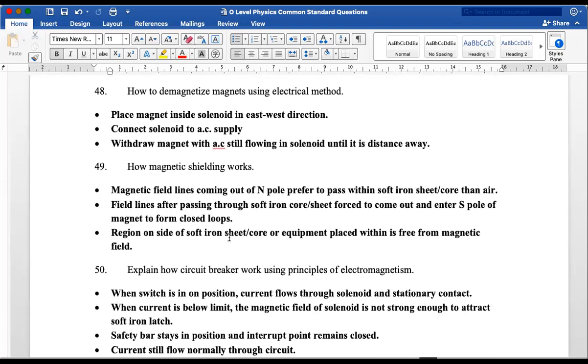How to demagnetize a magnet using the electrical method. Place the magnet inside the solenoid in the east-west direction. Connect the solenoid to an AC supply. Withdraw the magnet with AC still flowing in the solenoid until it is far away.